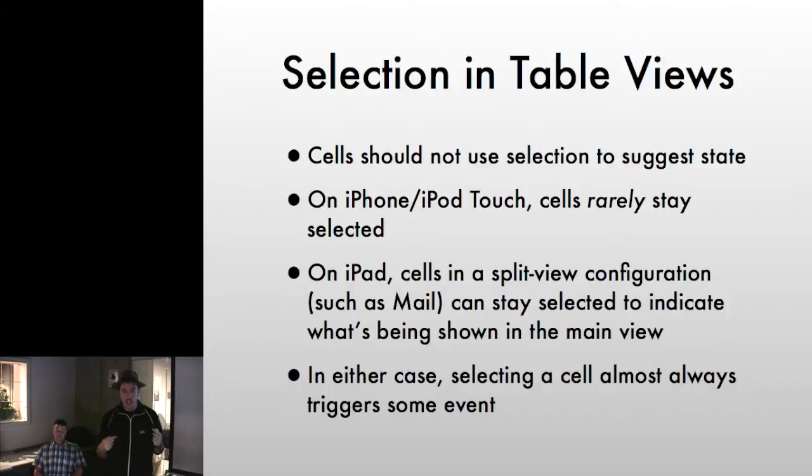On iPad, because you have a lot more screen real estate, they're actually able to show multiple views at the same time. So they often, for example, in Mail, will use the blue selection indicator to indicate which detail item is currently being shown in the larger view. And according to them, that's an appropriate use of keeping the selection state. But in general, and in either case, selecting a cell will cause some event to happen. It's just that on the iPhone and iPod, because you have a smaller screen, you usually can't afford to continue to show what you've selected. On iPad you can because you have more space.